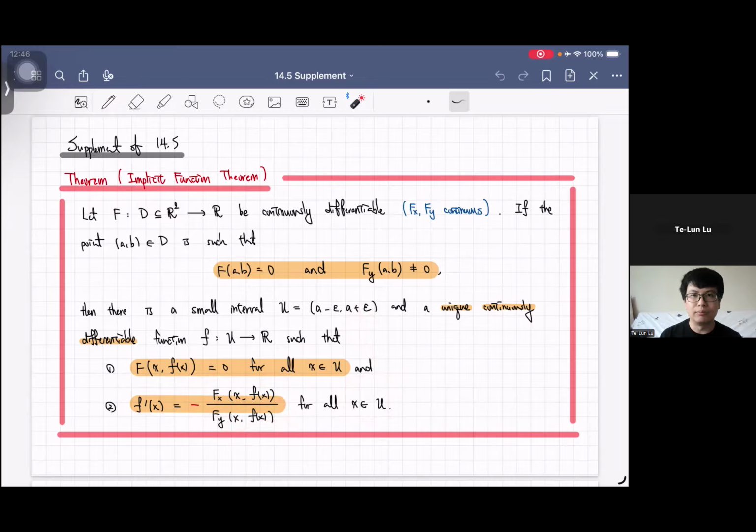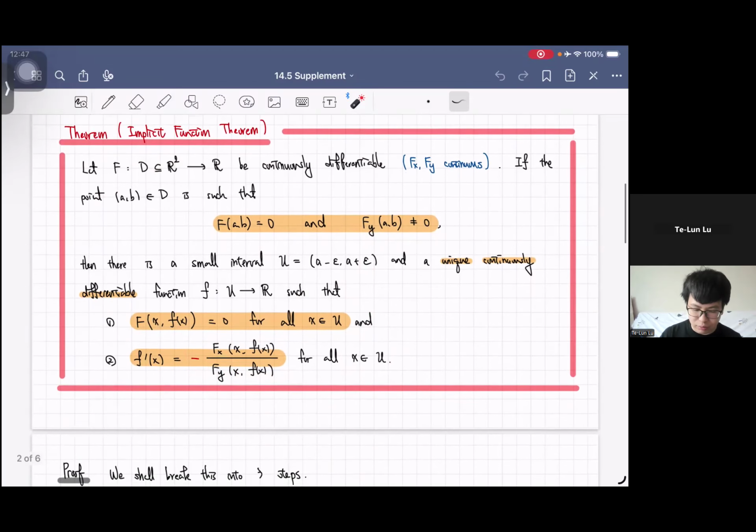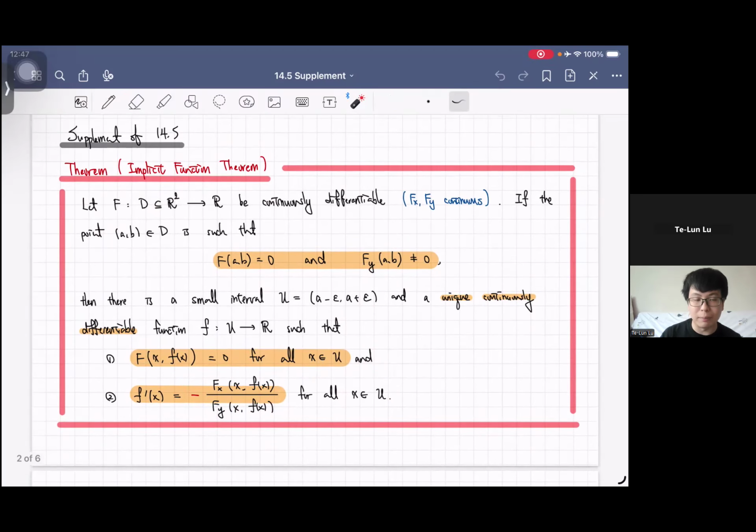Okay, so briefly, whenever you're dealing with a level set or a level curve or level surface, if the partial derivative with respect to the variable that you're interested in is not 0, then that variable can be solved in terms of the other variables. This is what we basically are saying. So let us dive into the proof. And I just want to mention that the most important feature of this theorem is this formula, that we know how to differentiate the implicitly defined function.